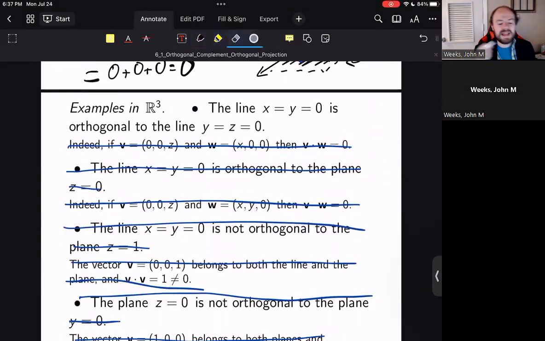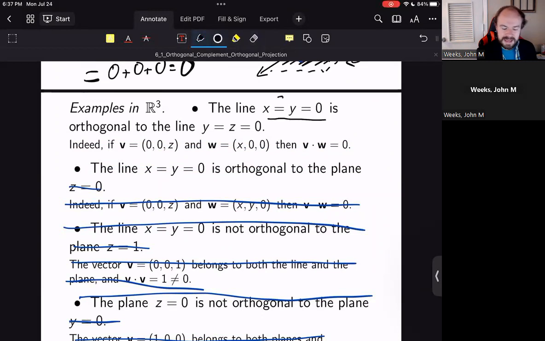We could take lines inside of each of those spaces, for example, those where x and y are both 0, and we can see that that is orthogonal to the line where y and z are equal to 0. You might remember this to be the z-axis, and you may remember y equals z equals 0 to be the x-axis. And it makes sense that these two sets should be orthogonal to each other because these two are going off in different directions. We can also prove this algebraically. You can see here, if we have generic vectors v and w of this form, then their dot product is going to evaluate to be 0.